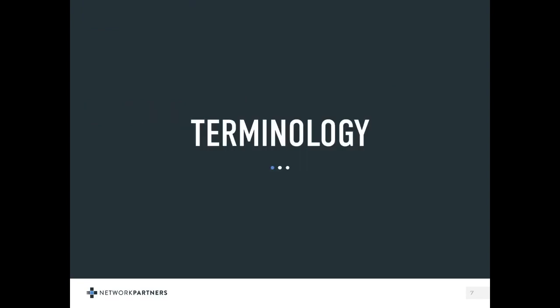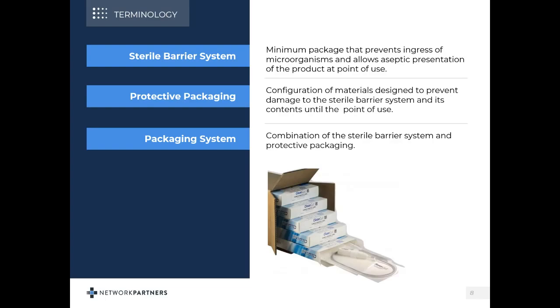So let's get some alignment on terminology here. Sterile barrier systems, we all know, and this comes out of the ISO guidance document, is the minimum package that prevents the ingress of microorganisms and allows aseptic presentation of the product at point of use. And you'll see the terminology point of use throughout, meaning through your performance testing, through stability testing, so your T=0 testing, and your shelf life, accelerated and real-time aging.